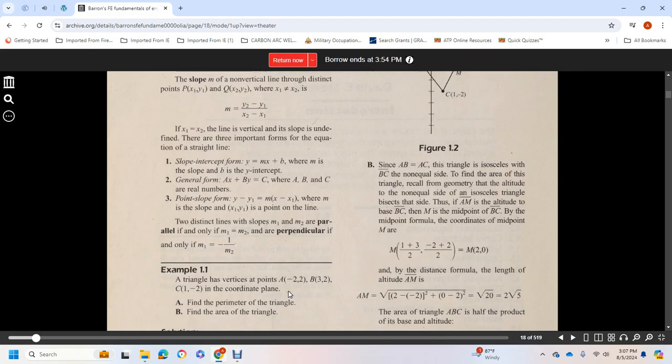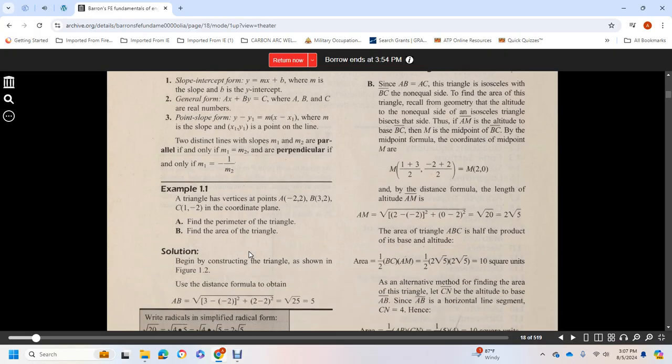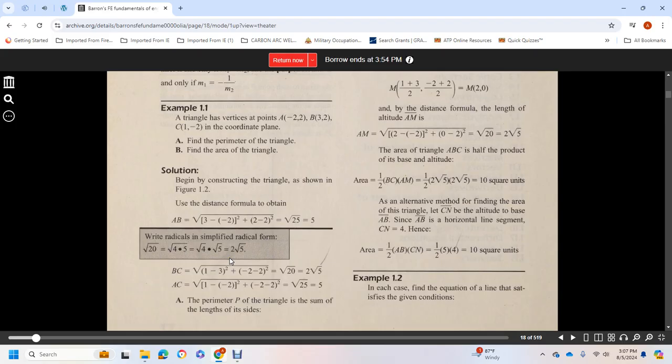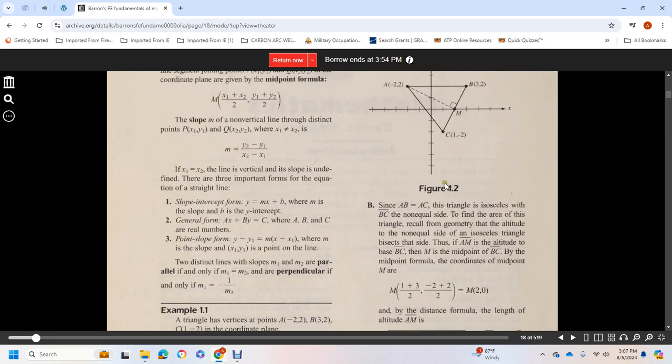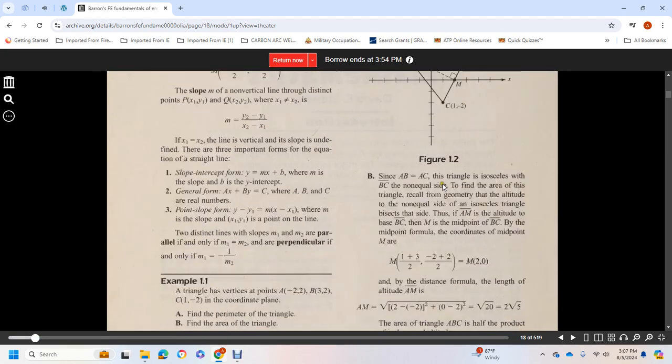Two distinct lines with slopes m1 and m2 are parallel if and only if m1 is equal to m2, and are perpendicular if and only if m1 is equal to negative 1 over m2. Alright, and this shows the examples, and we'll move on to figure 1-2.